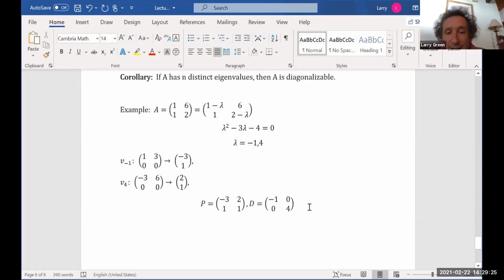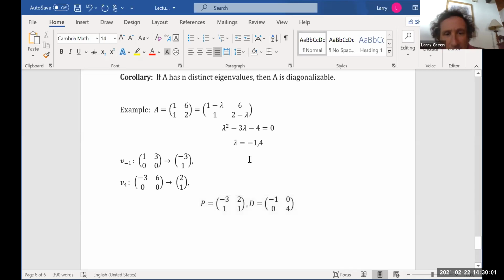Okay, so that tells us we've now diagonalized our matrix A, because we have our P, we have our D, and hopefully you know how to find P inverse if you need to, right? 1 over the determinant times the adjoint of P will give you P inverse. And then that gives you your P inverse AP. Any questions at all on this big theorem in this example?